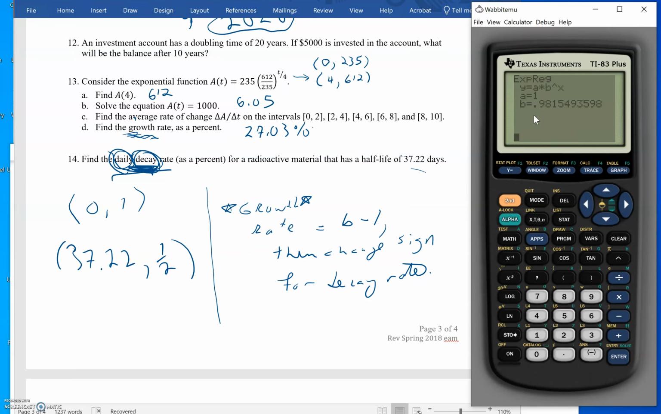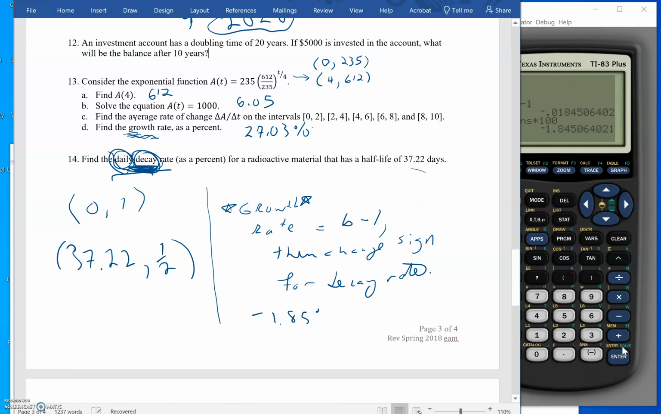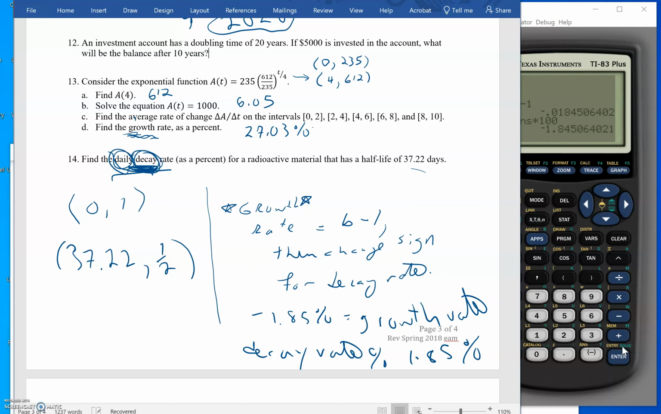So to call it b, I go to vars, statistics, equation, and then b. And then I'm going to subtract 1 from that. And as expected, that gives me a negative number. So negative 1.85% is my growth rate. So my decay rate in percent form is 1.85%.